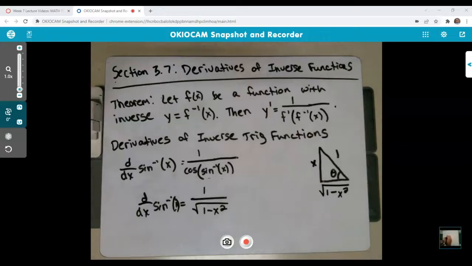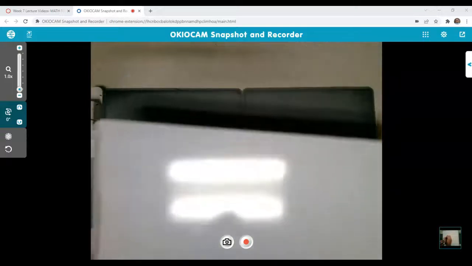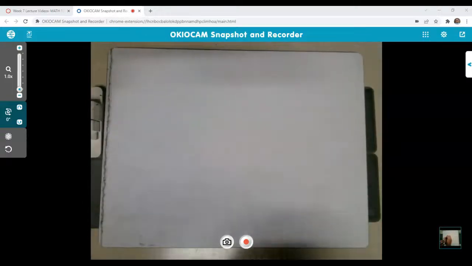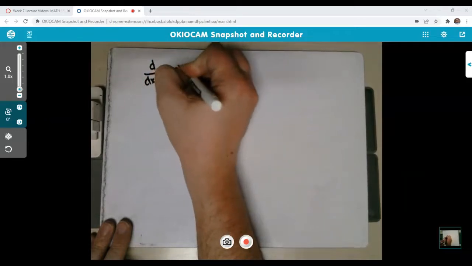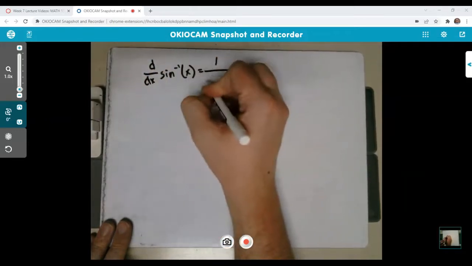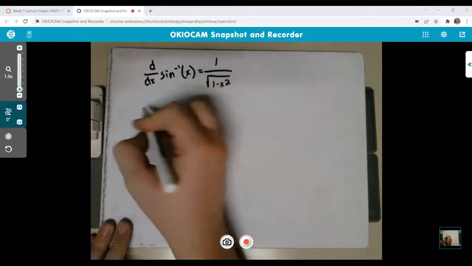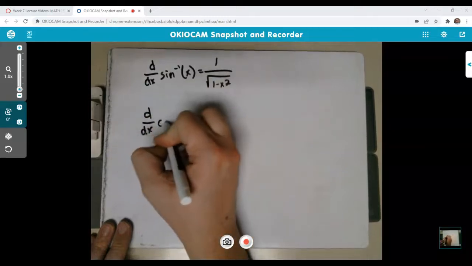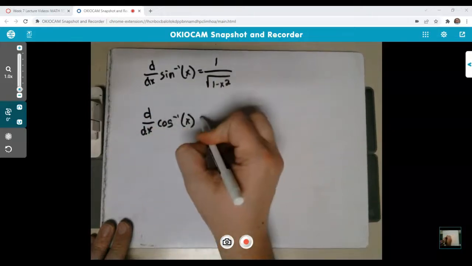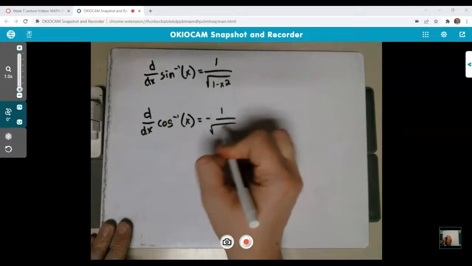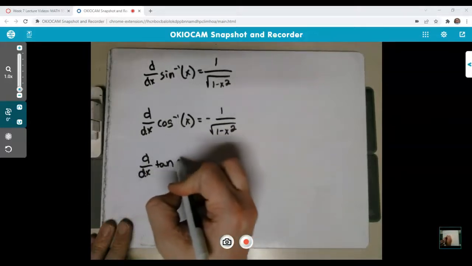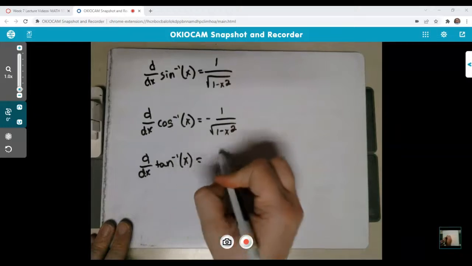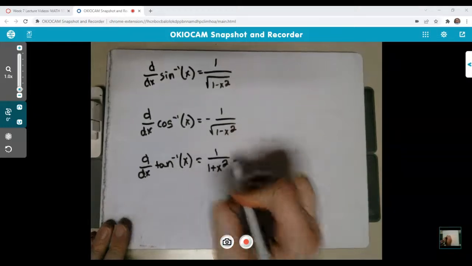Using this same thought process, I can find the derivatives of every other inverse trig. So we already did inverse sine: the derivative of inverse sine is 1 over the square root of 1 minus x squared. If I did that same process to inverse cosine, I would get negative 1 over the square root of 1 minus x squared. If I did the same thing to tangent and did the derivative of inverse tangent, I would get 1 over 1 plus x squared.